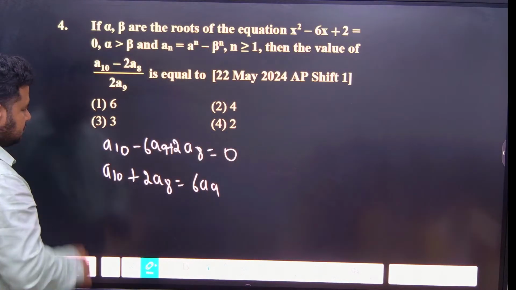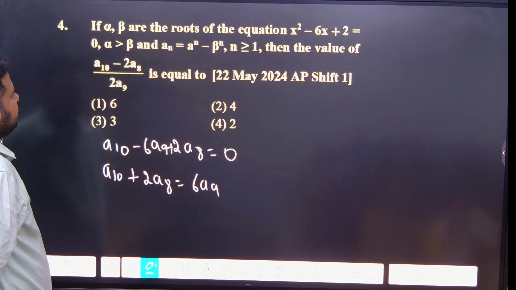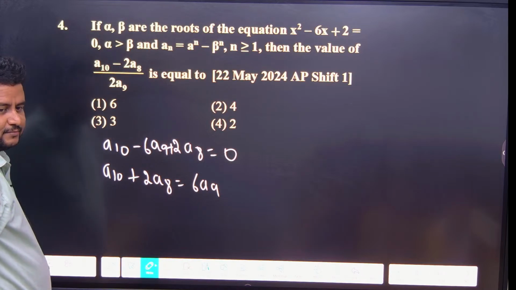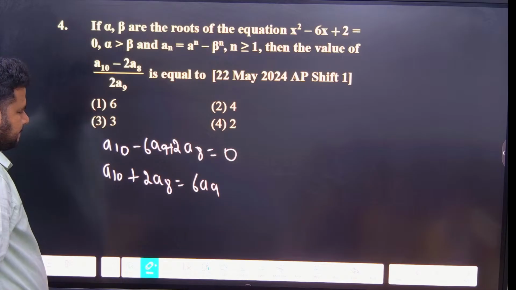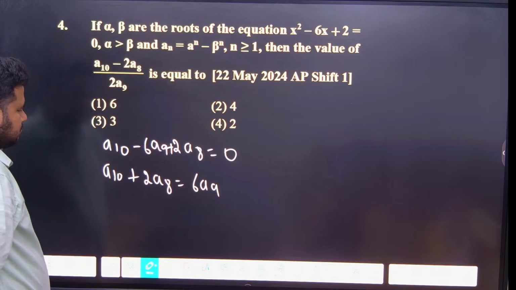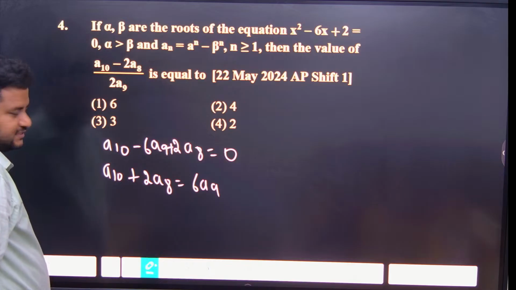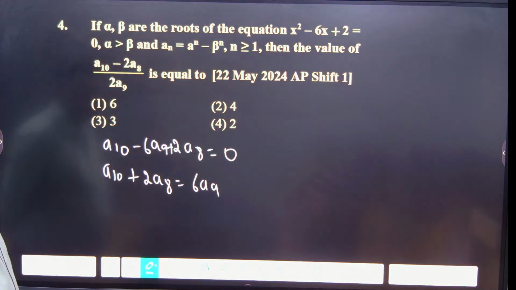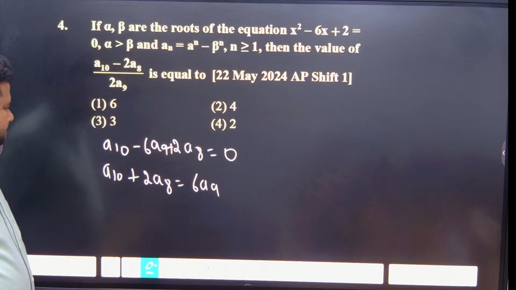Now what we can do, a10 is given, but here you have given minus 2a8, correct? What is the modification we can do here? So we have to get minus here. What we can do further here? What is the thing we can do here?